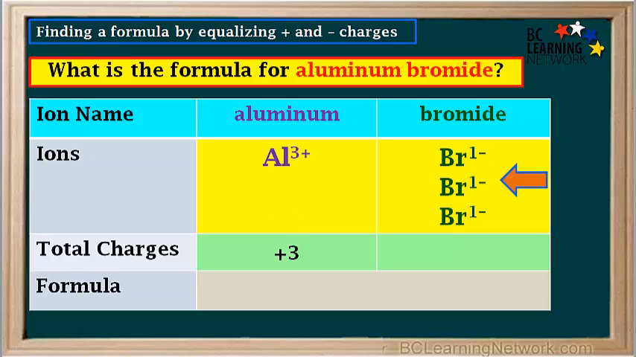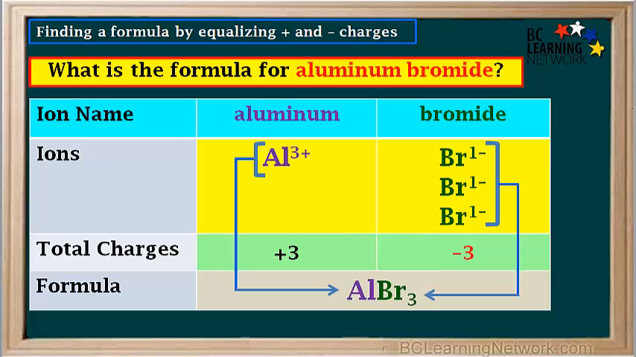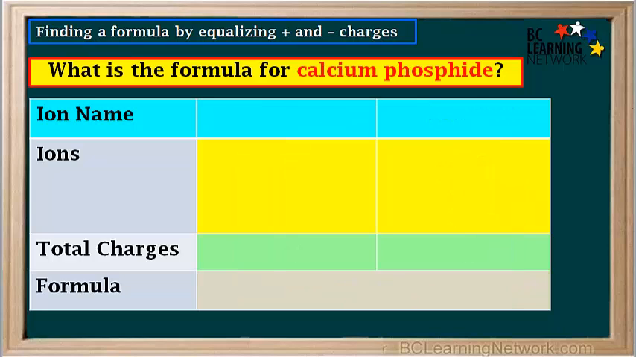Now if we add two more bromide ions, so we have 3 bromide ions altogether, the total negative charge is now 3 times -1, which is -3. The charges are equal and opposite now. +3 and -3 add up to 0. So we have the correct numbers of each kind of ion. Because there are 3 bromide ions for every 1 aluminum ion, the formula is AlBr3.